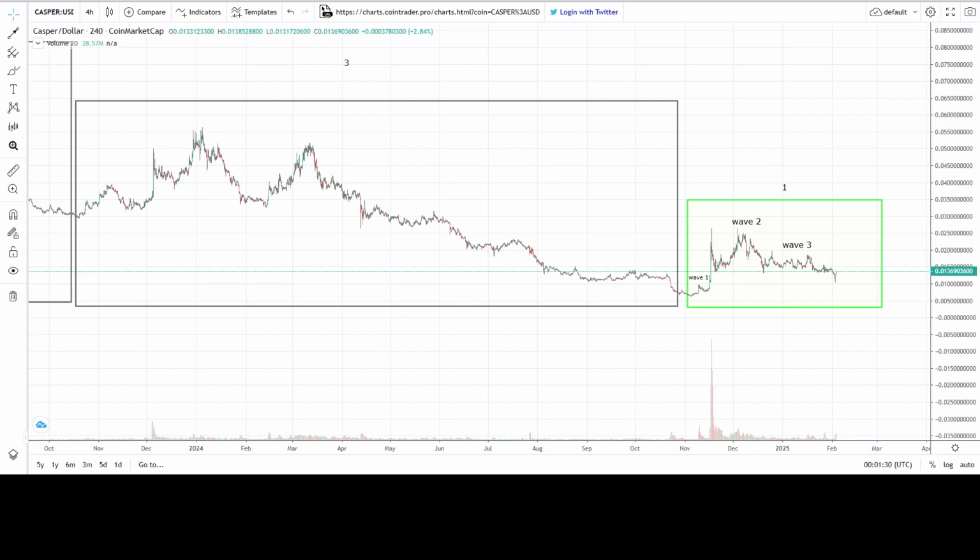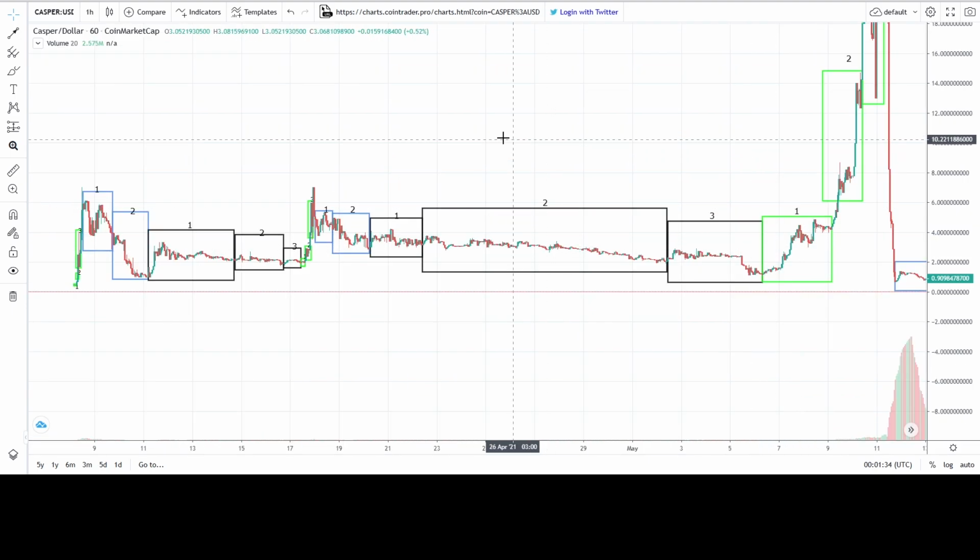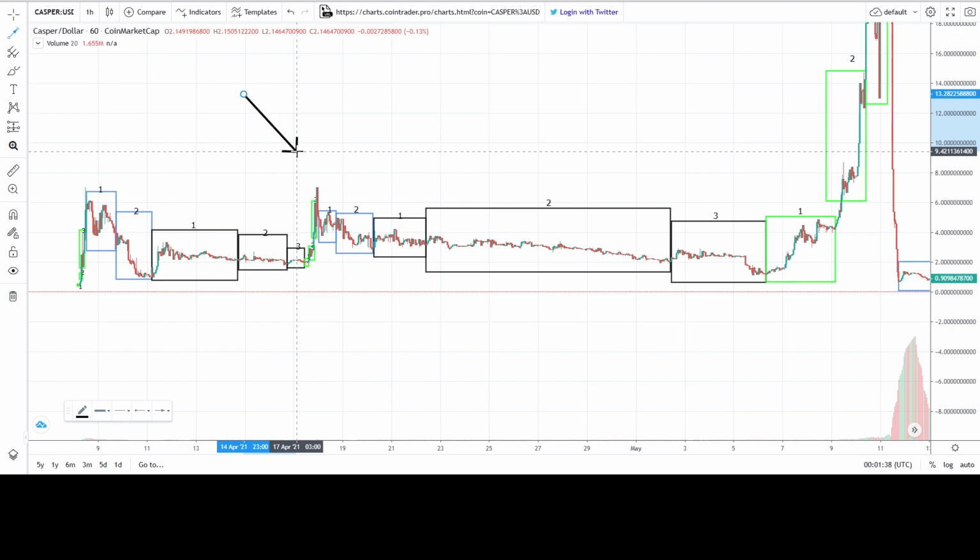Let's jump back to the beginning of the chart. So this is the beginning of the Casper chart. I'm on a 1-hour candle. I'm also using CoinTrader Pro. This allows me to go back to the beginning of the Casper chart on a 1-hour time frame. It's important to do this because the macro structure that is repeating on today's chart is actually printed here in a very small time frame.